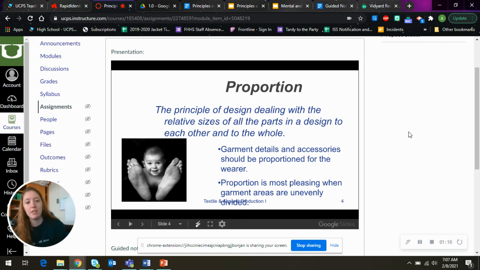Proportion is the principle of design dealing with the relative sizes of all parts of the design. So how your sizes coincide with each other. Garment details and accessories should be proportioned to the wearer, and proportion is most pleasing when garment areas are unevenly divided.